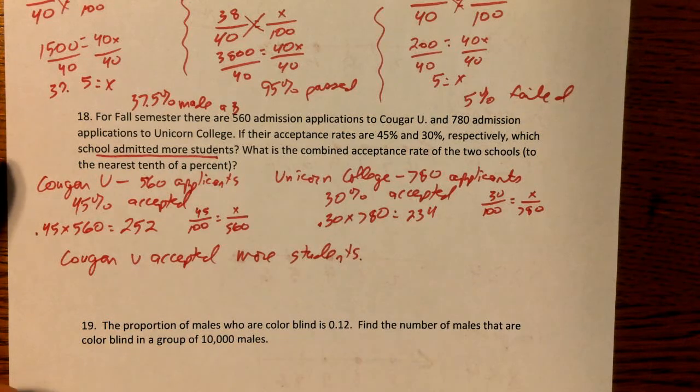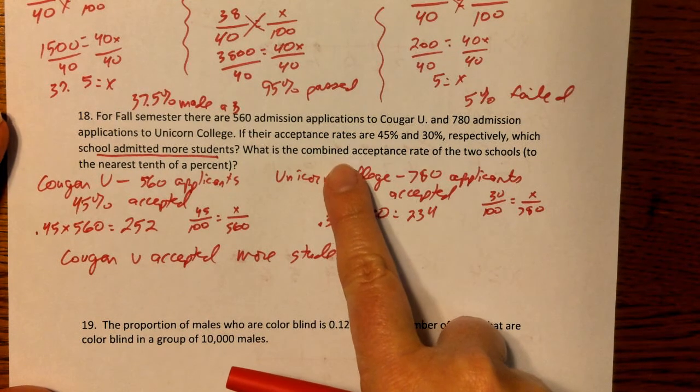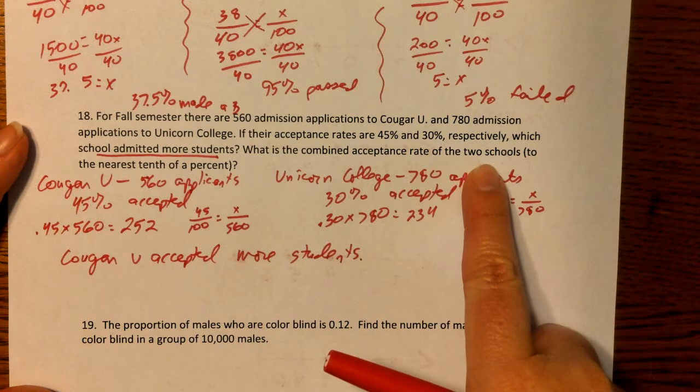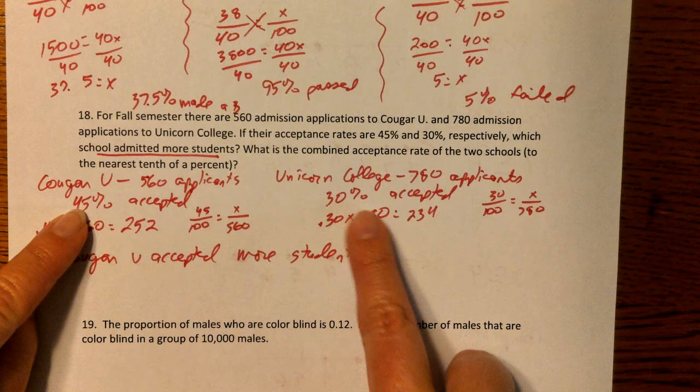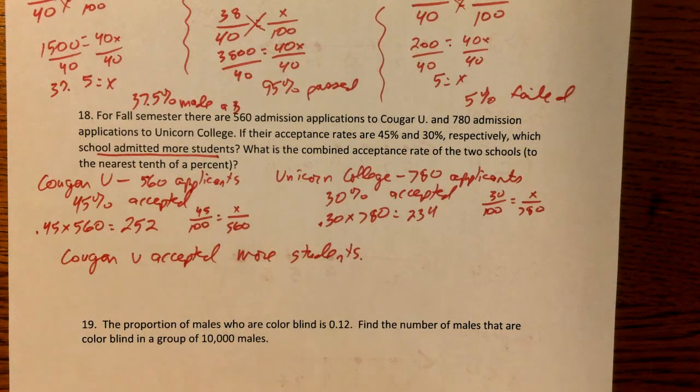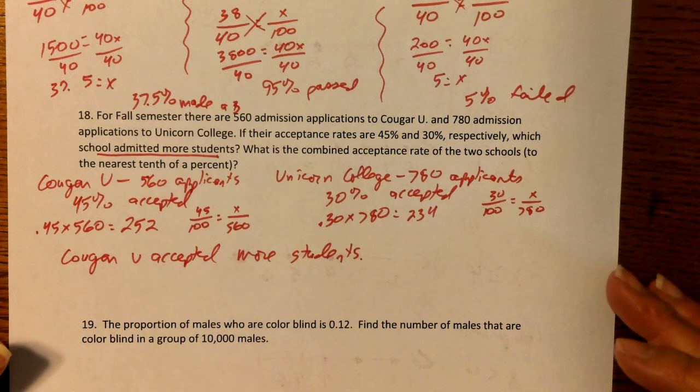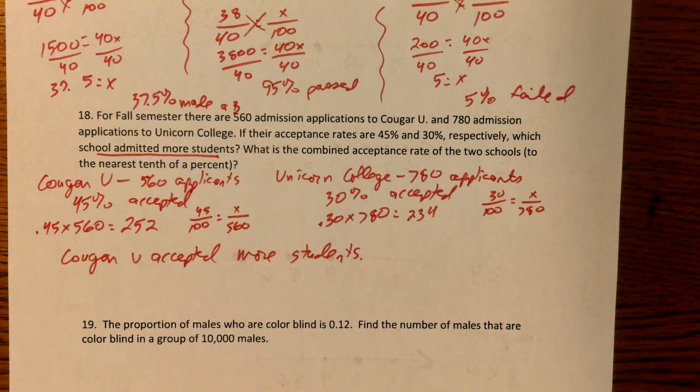Okay, and then the second part here, what is the combined acceptance rate of the two schools? And the temptation there is to say, oh, 45% here, 30% here, add them together, 75%. But that's not it, okay? We need to kind of refigure based on all the applicants.